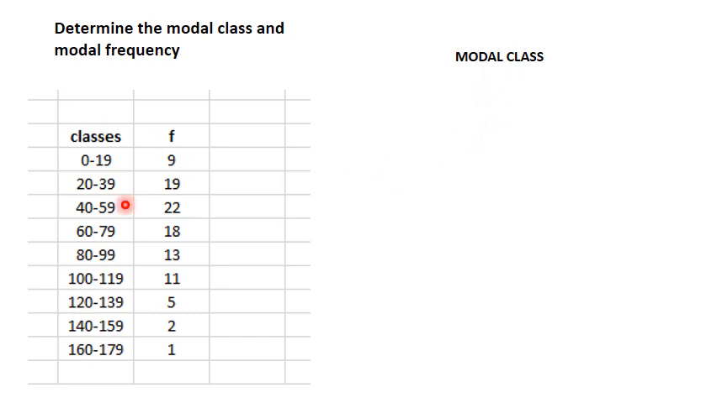If you look at the figures here, which class has the highest frequency? It will be the class which has the highest value. For F, we have 9, 19, 22, and on and on. The biggest figure here is 22. So the modal class is 40 to 59. Please remember, you are asked about the class, not the frequency. So when you're told to give the modal class, it means the class which has the highest frequency. In our case, it will be 40 to 59. Again, the modal frequency for that particular class is 22, and that's it.